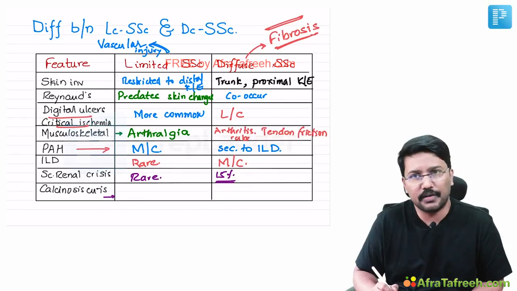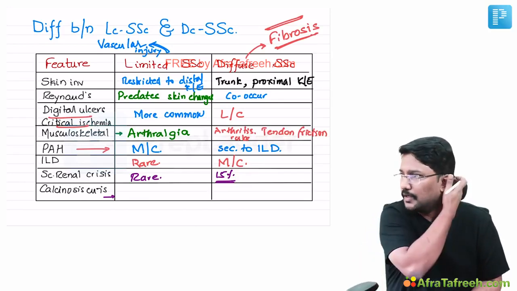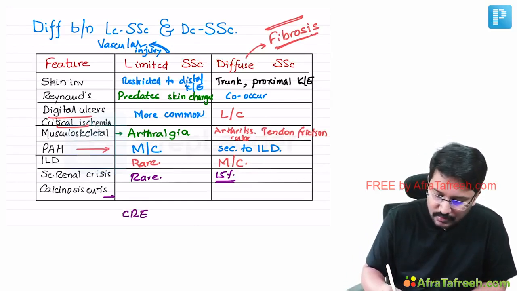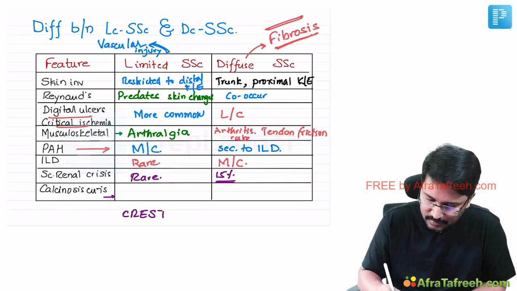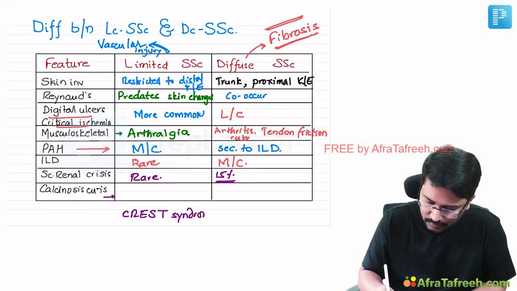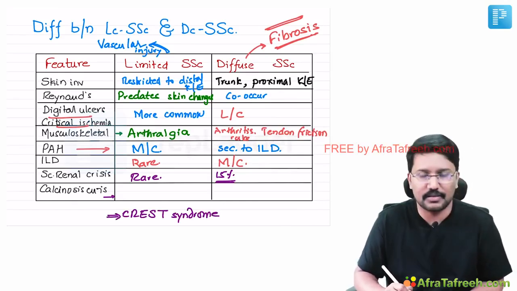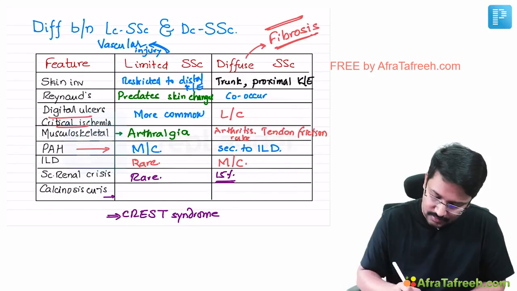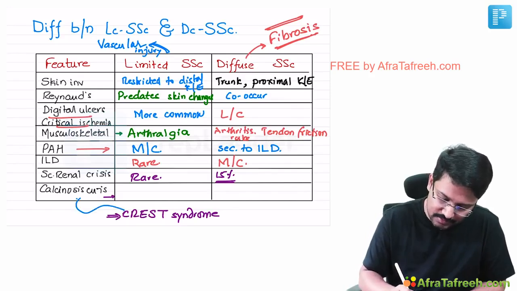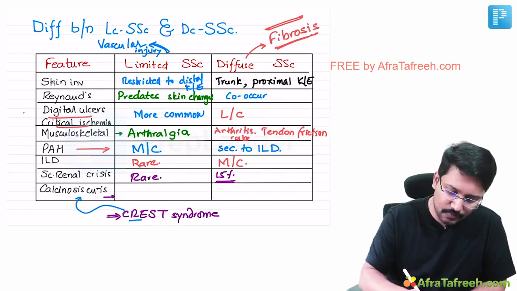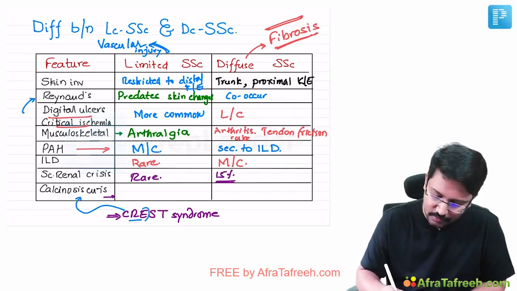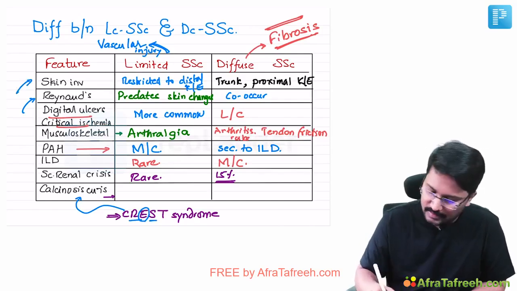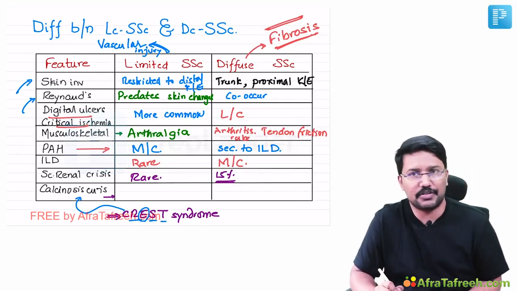Which variant is more likely to affect? Okay, remember, you can say CREST syndrome as a mnemonic or a synonymous word for limited cutaneous. CREST syndrome. This is kind of synonymous with the limited cutaneous, right? What are the components of the CREST syndrome? C here stands for what? Calcinosis cutis, right? So C here stands for calcinosis cutis, right? R stands for Raynaud's phenomenon. E stands for esophageal dysmotility. S stands for sclerodactyly or skin involvement, and T stands for telangiectasia, right?